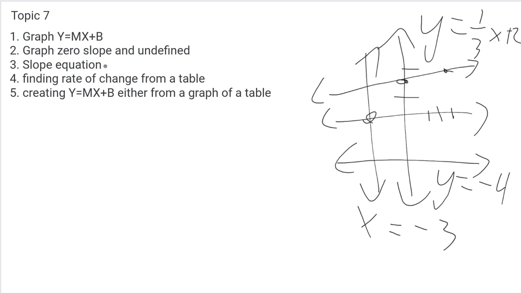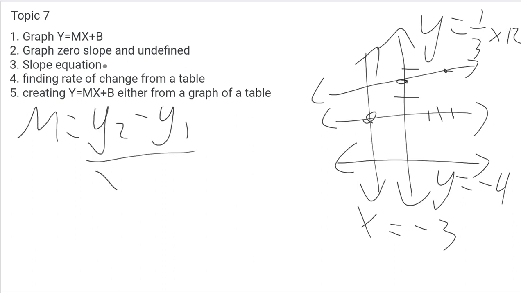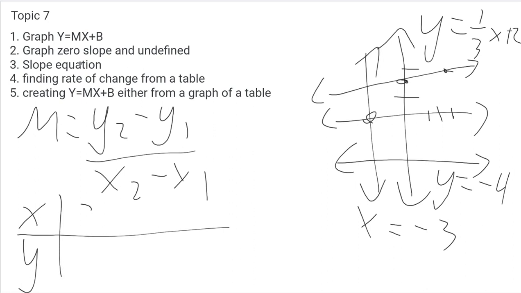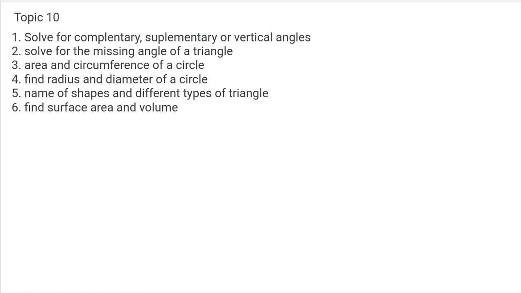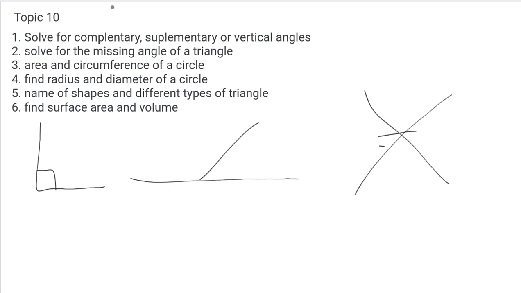Then our slope equation was y2 minus y1 over x2 minus x1. And then from a table, we could say this was y2, y1, x2, x1, and then find the equation from there. Complementary was a 90-degree angle. Supplementary was 180, and vertical meant that they were equal to each other.